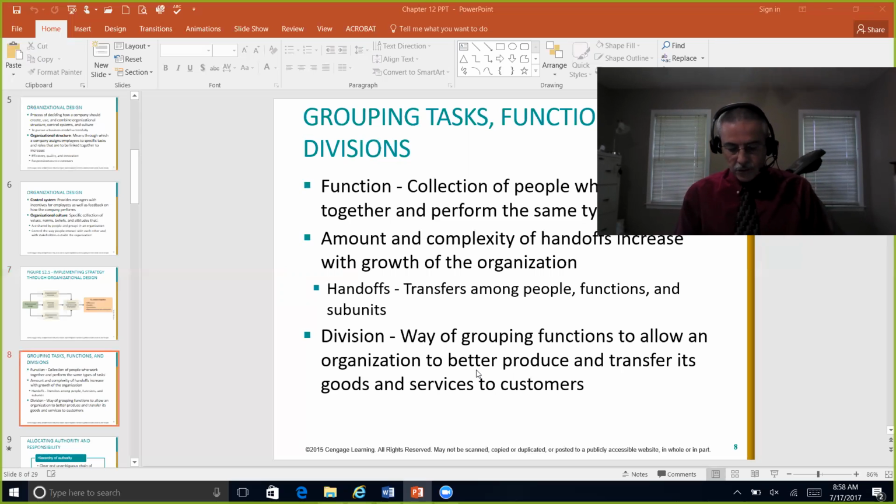And a division or grouping of functions may allow some of these organizations to better produce and transfer its goods and services to its consumers, thereby decreasing that bureaucratic cost. So the way the organization is set up, they must match their structure to their strategy, and they want to match that in such a way that they're minimizing this bureaucratic cost, especially when it comes to handoffs or transfers of responsibilities across the different organization perspectives.